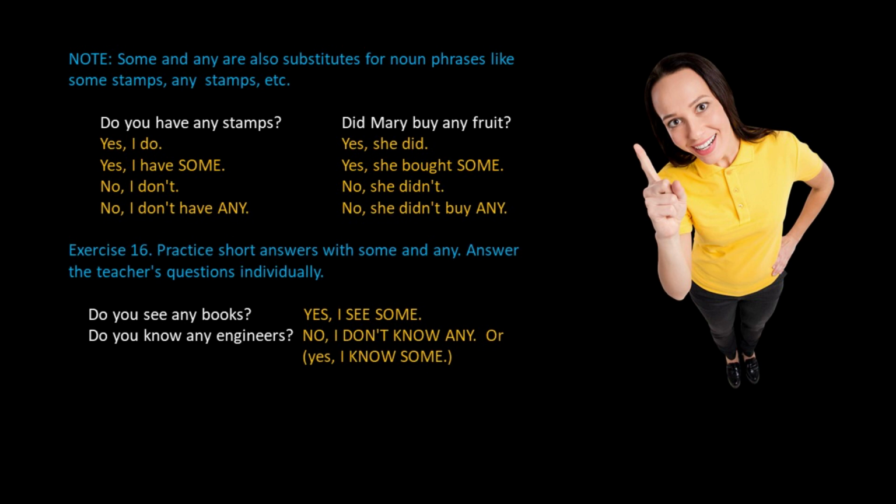Exercise 16. Practice short answers with some and any. Answer the teacher's questions individually. For example, do you see any books? Yes, I see some. Do you know any engineers? No, I don't know any. Or, yes, I know some. Now, please do the following exercise. You can pause your video until you finish the exercise.